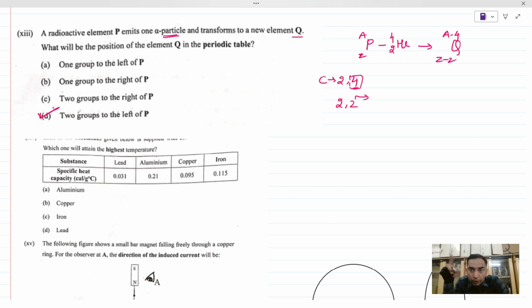Since we are removing 2 electrons, right? And what will be the position? Position is determined by atomic number. Atomic number decreases by 2. So there is a shift in the group to the left hand side, not rightward, because in rightward, there would be an increase in the atomic number.